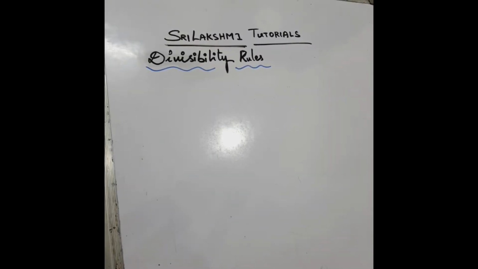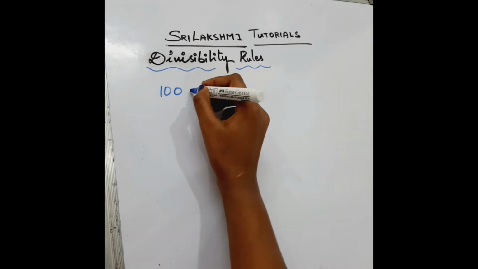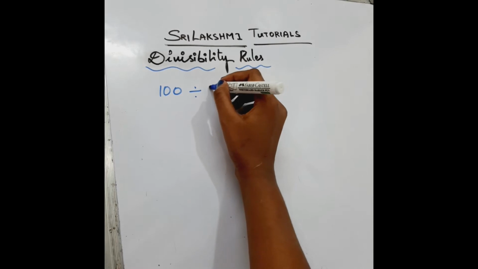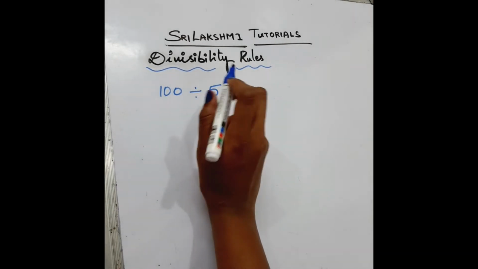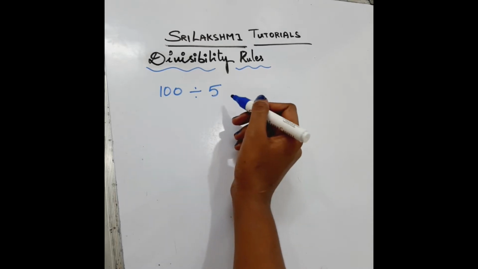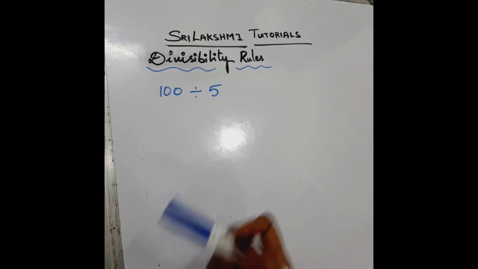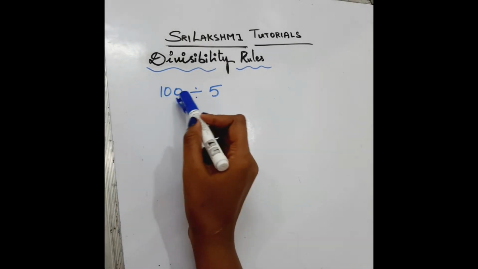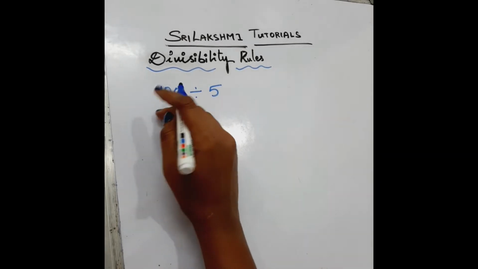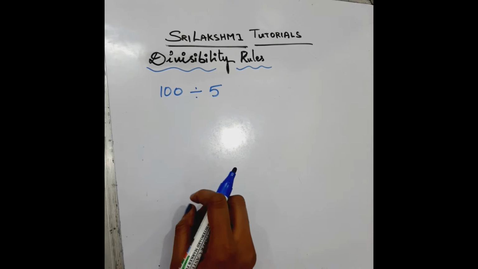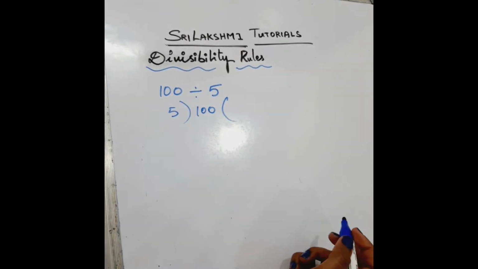Suppose Mama gives you 100 rupees and says to divide it among your 5 friends. What will you do? You'll divide 100 by 5. This can be easily done. How will you do it? By the long division method, taking the divisor and dividend. This is the process you will do.